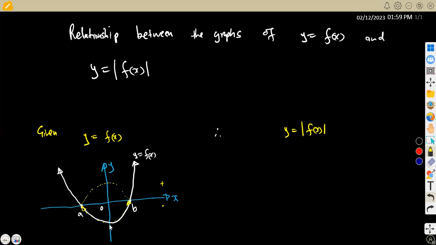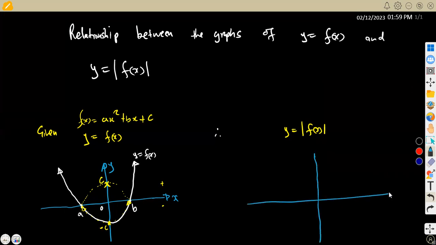So if this point on the y-axis was, let's say, negative c, remember from your quadratic function, f of x is given as ax squared plus bx plus c. For us to have this point, it's negative. This point is going to be reflected, and we see it on the y-axis at this point. So this will be your point C. What I'm trying to say is that your graph is going to be like this.